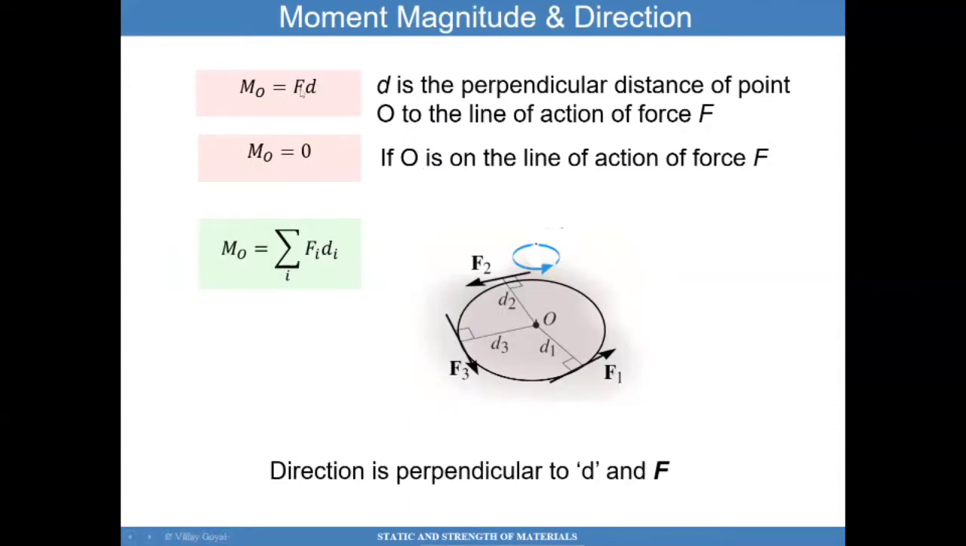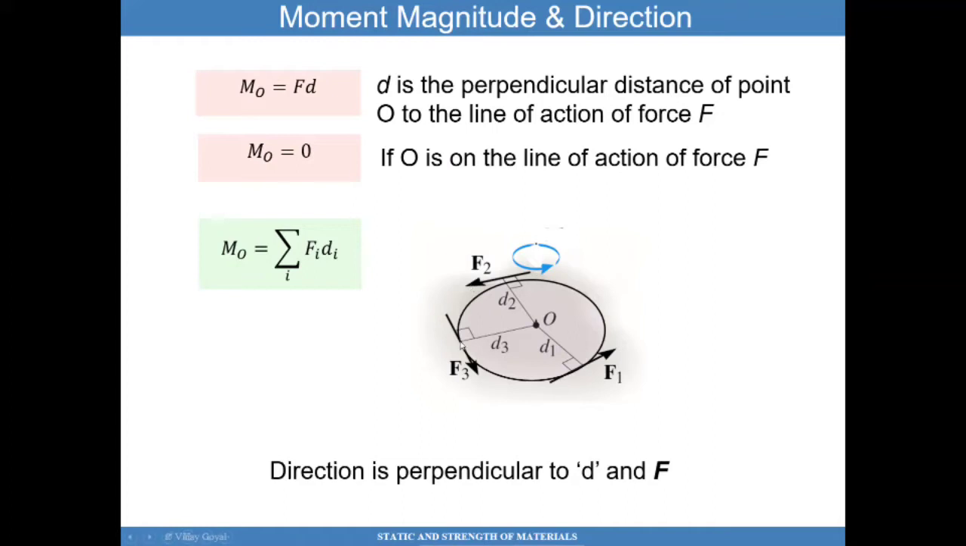Moment equals force times distance. D is the perpendicular distance of that point O to the line of action of force F. For example, if I have a point O and I have a force F, the magnitude of that moment is going to be that distance D1 times the force F1, as an example. If that force was passing through point O, that will cause no moment because the line of action of that force is passing through point O.